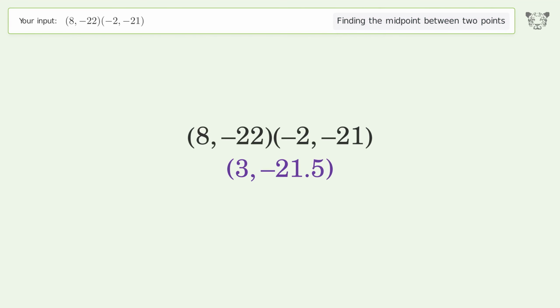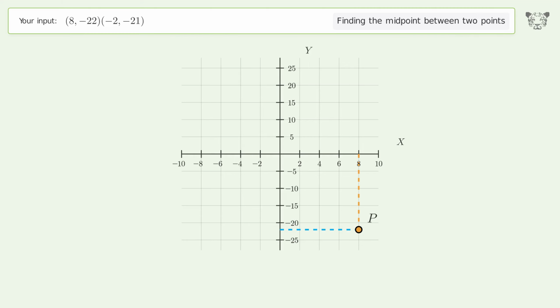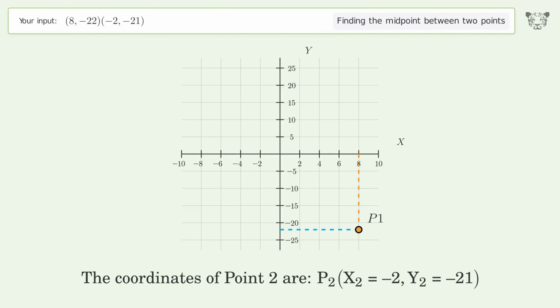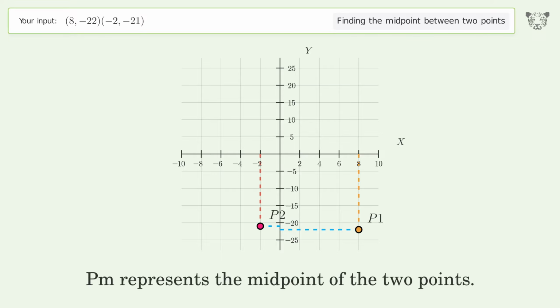The coordinates of point 1 are x1 equals 8, y1 equals -22. The coordinates of point 2 are x2 equals -2, y2 equals -21. PM represents the midpoint of the 2 points.